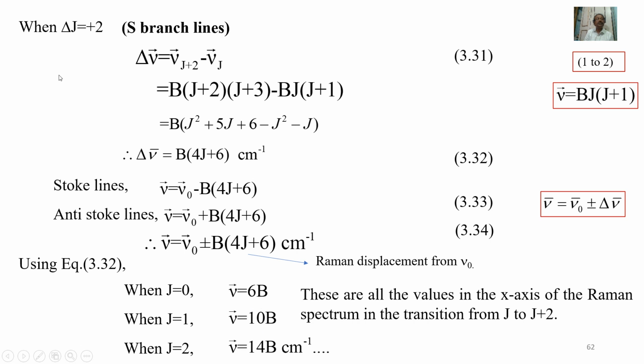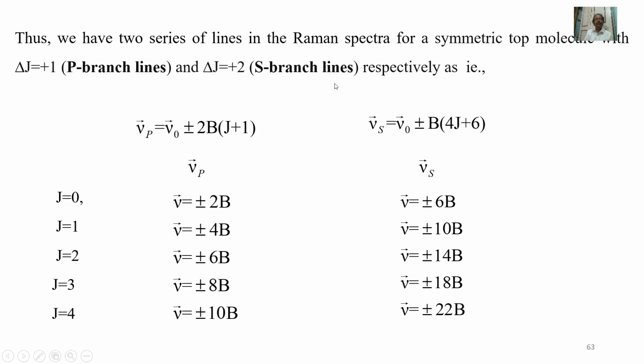So when delta J equals 2, the separation is nothing but 4B. So these are all the values in the x-axis of the Raman spectrum in the transition from J to J plus 2. Thus we have two series of lines in the Raman spectrum for hydrogen top molecules with delta J equals plus 1, R branch lines, and delta J equals plus 2, which is nothing but S branch lines, respectively as nu R, which is equal to nu naught plus or minus 2B times (J plus 1), and nu S equal to nu naught plus or minus B times (4J plus 6). So when J equals 0, you substitute J equals 0 in this expression. So nu R becomes plus or minus 2B, and nu S becomes 6B.